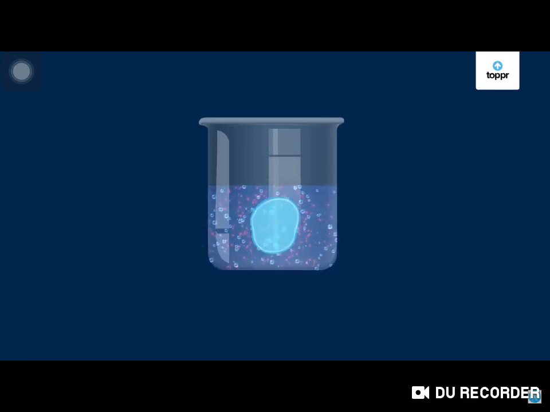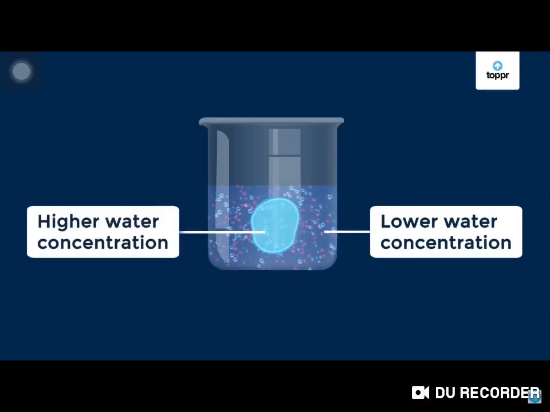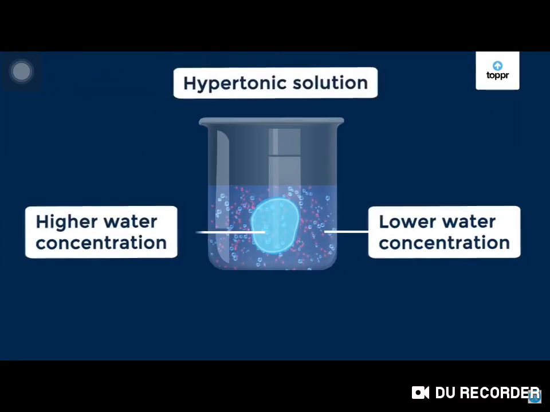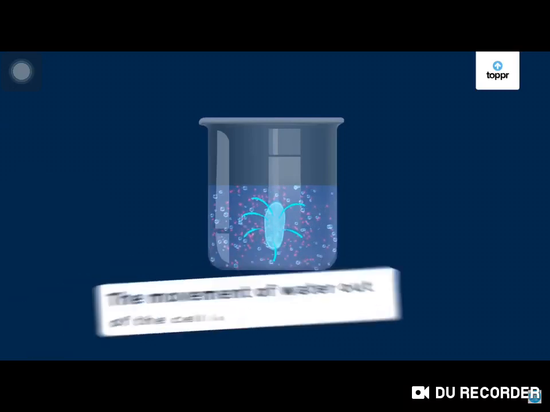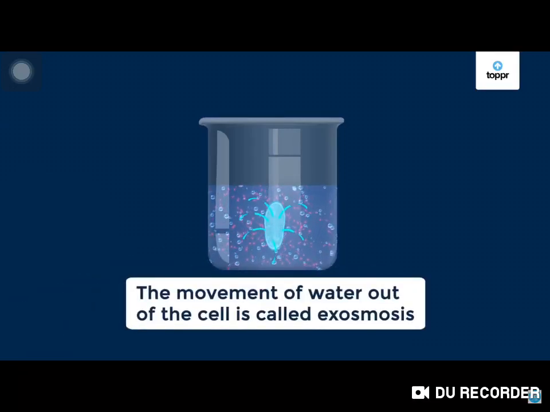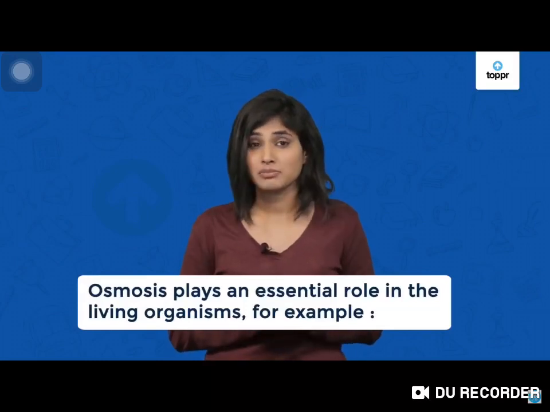The third possibility is that when the water concentration in the surrounding salt solution is less than that inside the cell. Here, the salt solution is said to be hypertonic. Therefore, water moves out of the cell, causing the cell to shrink. This movement of water out of the cell is called exosmosis. Exo means exit.